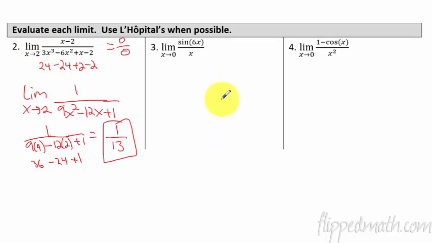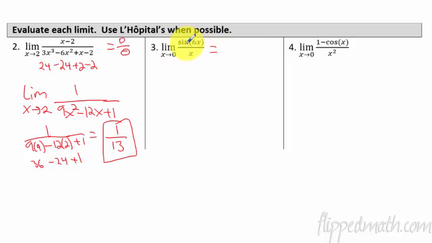Okay, number 3. So you remember back in Unit 1, we did this stuff. You would have had to multiply the bottom by 6 and the top by 6. And then you can see that this right there is a 1, so the answer is a 6. Okay, that is true. So that's pretty fast and easy if you remember the special trig limits. But if you forget them and you're in a stump, well, let's just see if we can use L'Hopital's.